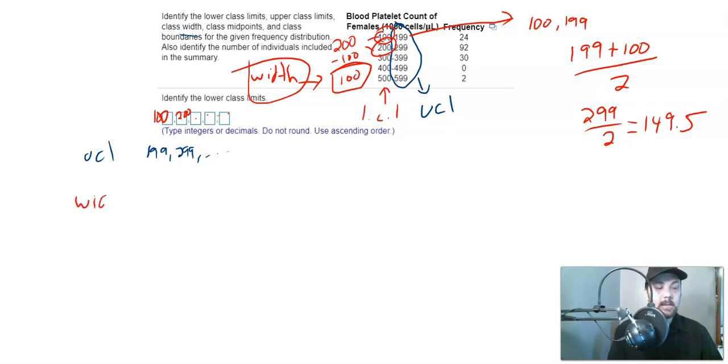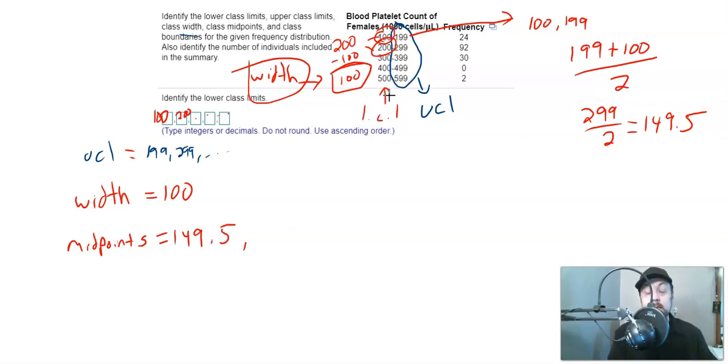So we have the width here, which is going to be 100, the upper class limits here, and the midpoints are going to start with 149.5. But we don't have to calculate the midpoint for the second class in the same way. We can just use the class width. We just add the class width to this number to get the next class midpoint. So let's add 100 here, and that's going to give me my next class midpoint, which will be 249.5.